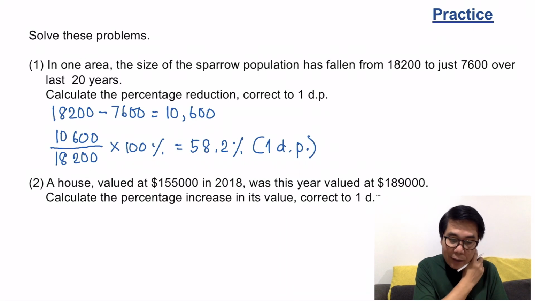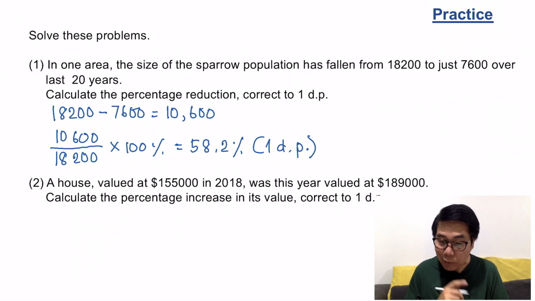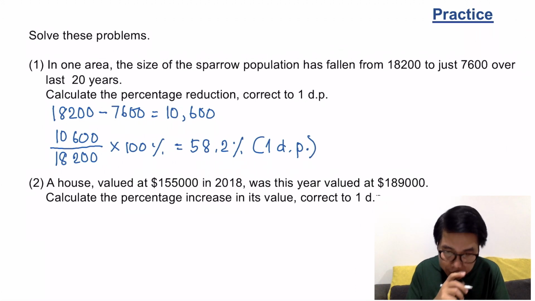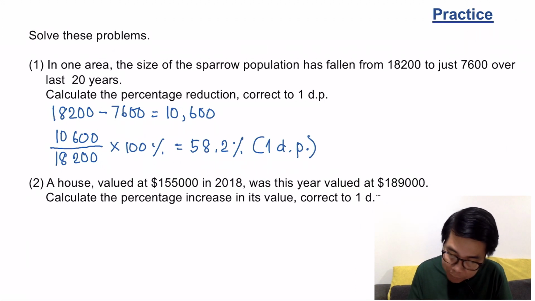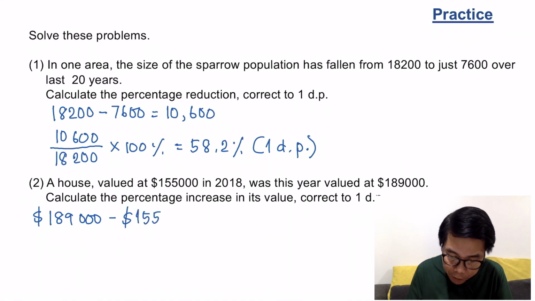A house valued at 155,000 in 2018 was this year valued at 189,000. Calculate the percentage increase in its value correct to one decimal place. Once again, we have to subtract 189,000 minus 155,000. The difference is 34,000.